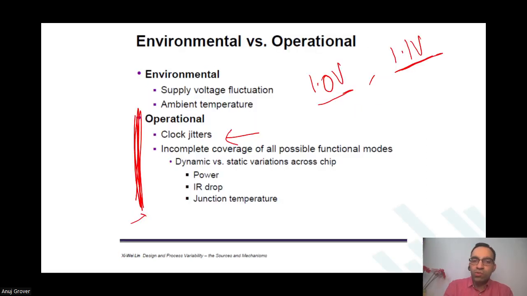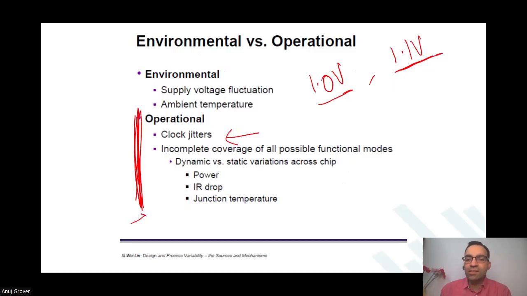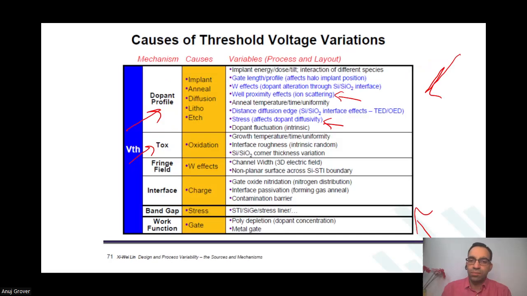You notice dopant fluctuation has been mentioned in brackets as intrinsic. So you cannot model it through extraction. What do you do? You model it in statistical simulations through Monte Carlo. You see, it is mentioned as intrinsic over here.